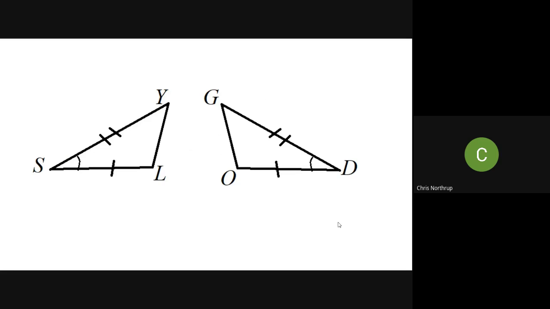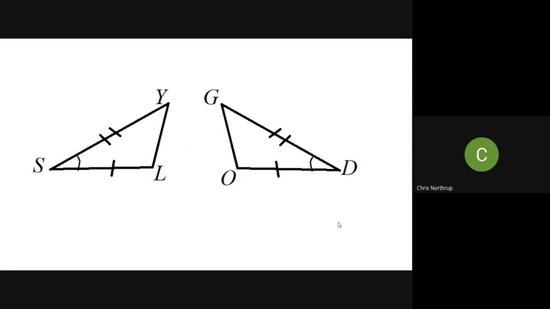If we take a look at these 2 triangles, I don't have all 3 side pairs congruent, but if you take a look, I've got 2 side pairs. SY is congruent to GD, SL is congruent to OD. So I've got 2 side pairs, and then the angles formed, those little arcs. Angle S is congruent to angle D. We call that the included angle. So as is, we could here use side angle side congruence.